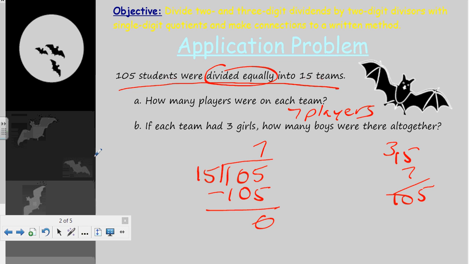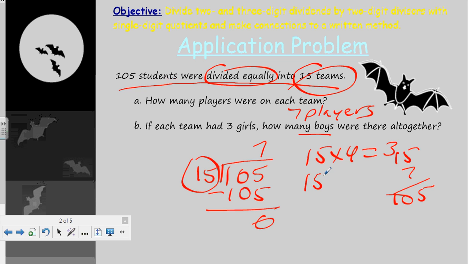Hello, Bat. And if each team had 3 girls, how many boys were there all together? Boy, that's a tricky problem. Well, if each team had 3 girls, that means there would have to be 4 boys to make the 7 on each team. So they want us to multiply. If there's 4 boys on each team, and there were 15 teams, then I could take 15 times 4.